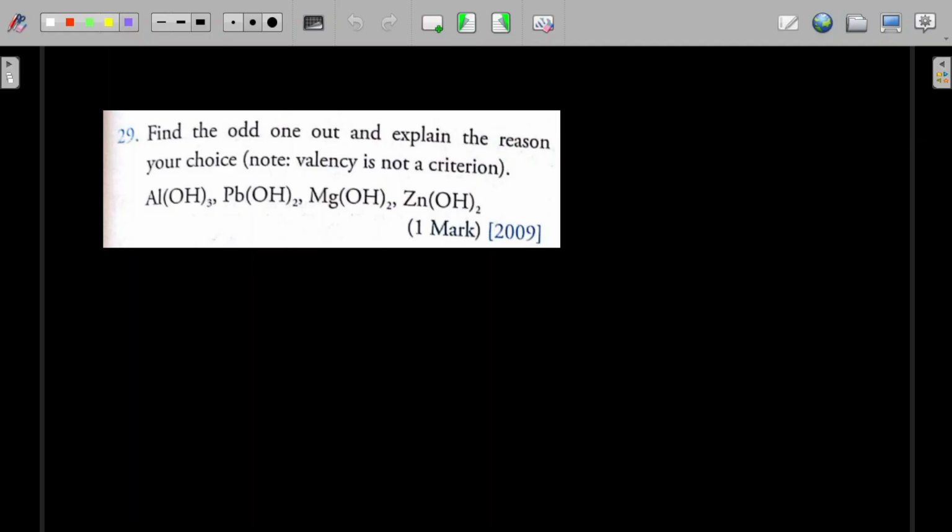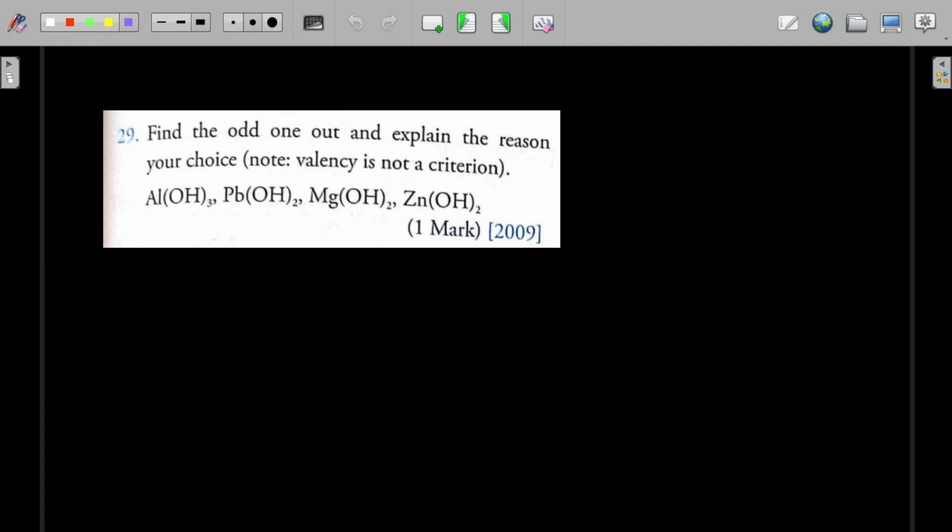Rishi Kumar. Yes sir. Aluminium, lead, magnesium, zinc. What is the difference? Okay, I will give you a clue. One of them is a basic oxide, other three are amphoteric.